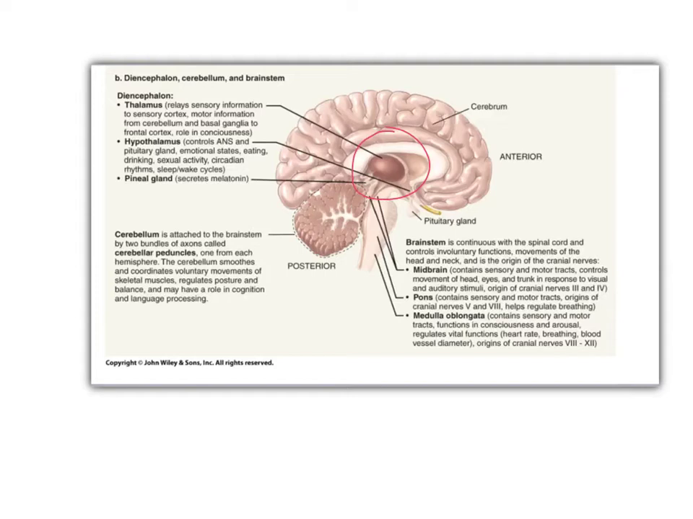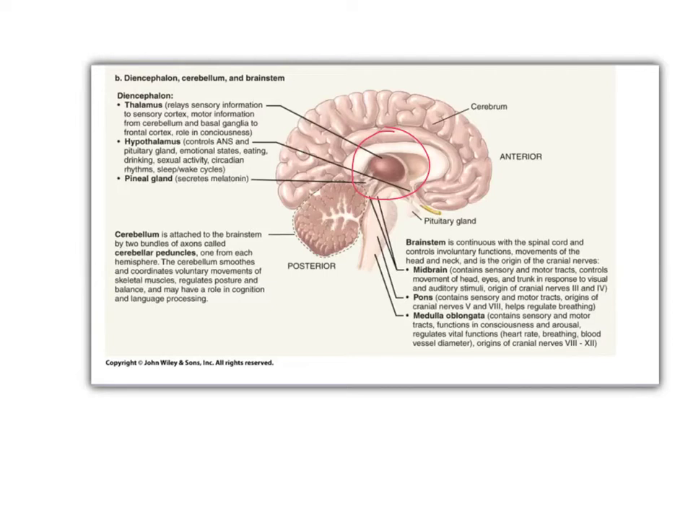Ventricles are mentioned, but they're basically just like cerebral fluid-filled sacs that kind of go around these structures. But basically, the insides of the brain are going to be made up of ventricles and some of these structures. The diencephalon is the house of the thalamus, the hypothalamus, and the pineal gland.